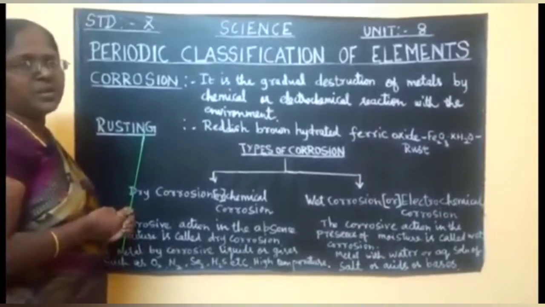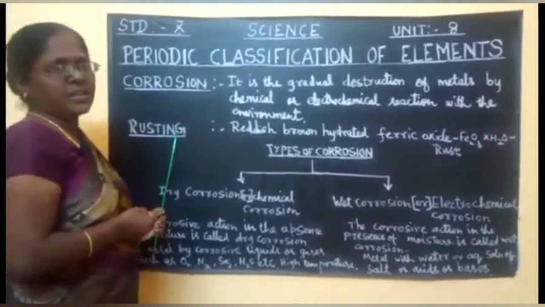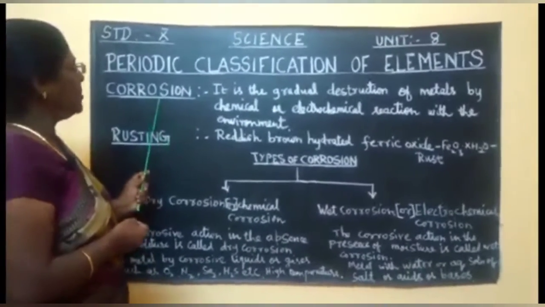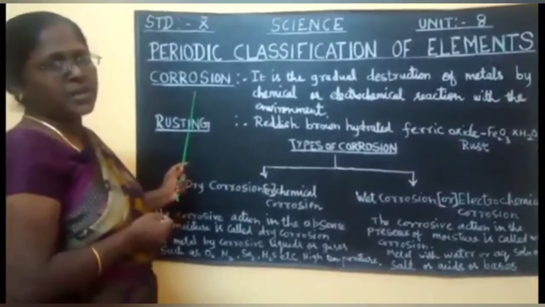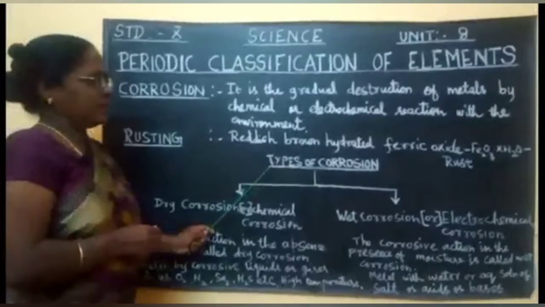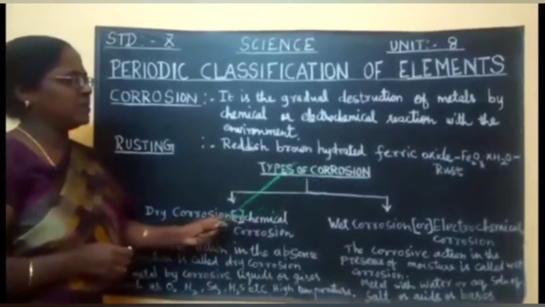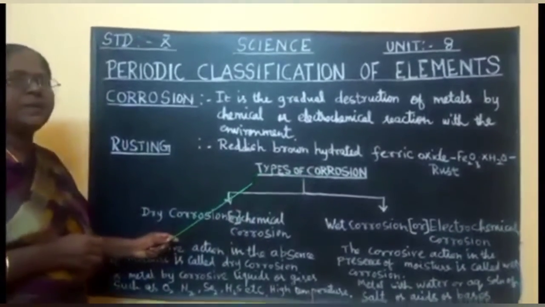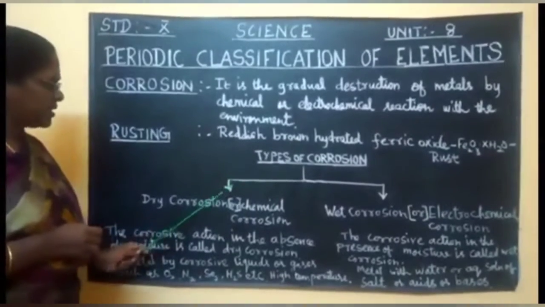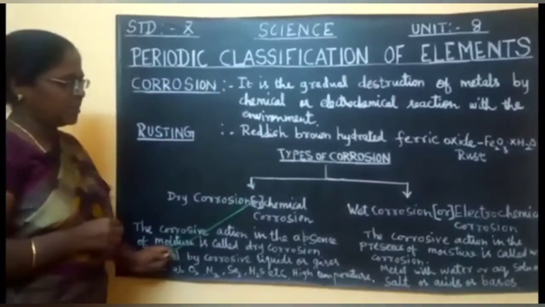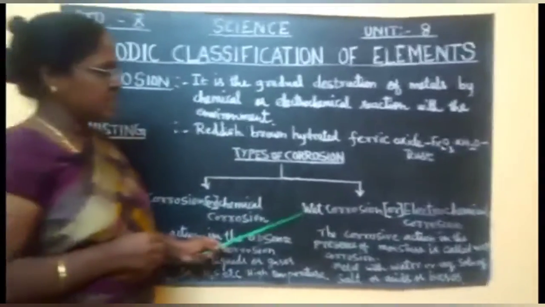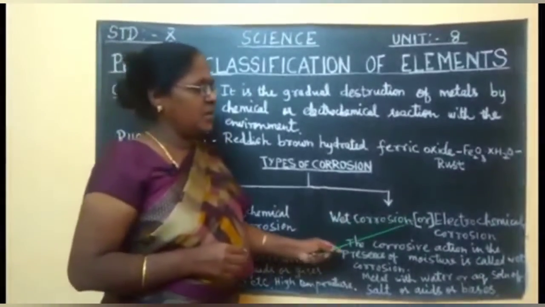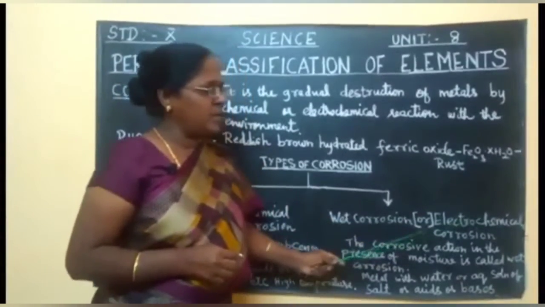This is a 2-mark question: what is meant by rusting? Here you also have what is meant by corrosion, another 2-mark question. Next, the types of corrosion. Here we have two types of corrosion. One is called dry corrosion or chemical corrosion. Another one is called wet corrosion or electrochemical corrosion.